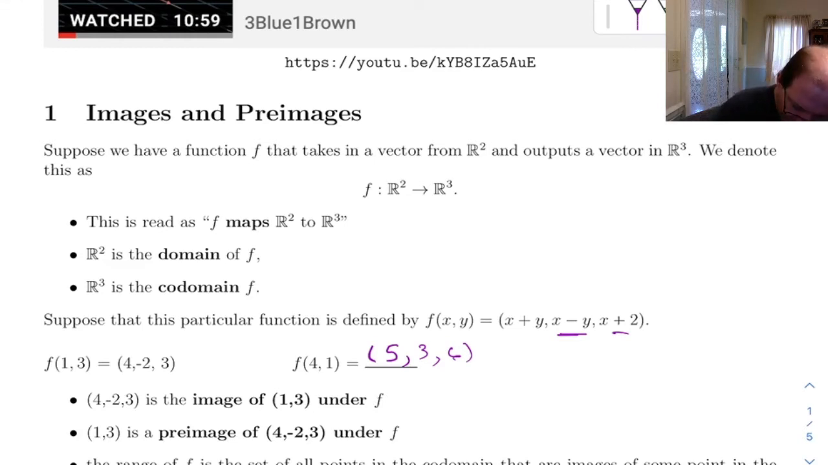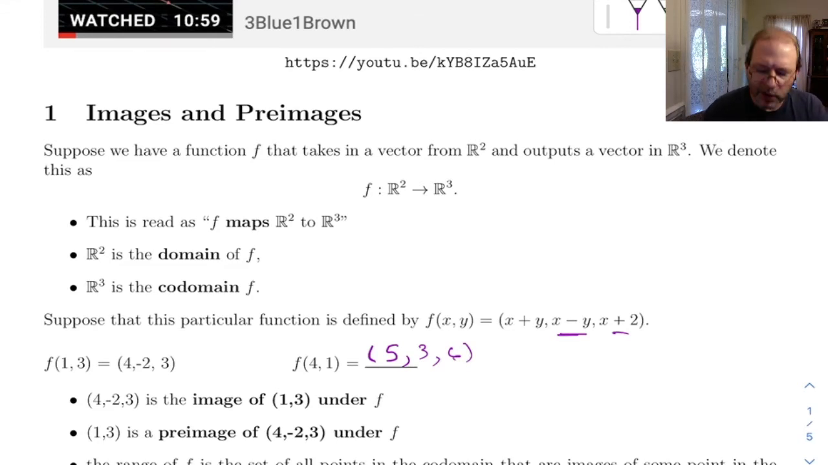So a couple of words here. We call this 4, negative 2, 3. Since that's what we got by applying the transformation to this, 4, negative 2, 3 is the image of 1, 3 under f. And 1, 3 is a preimage of 4, negative 2, 3 under f.